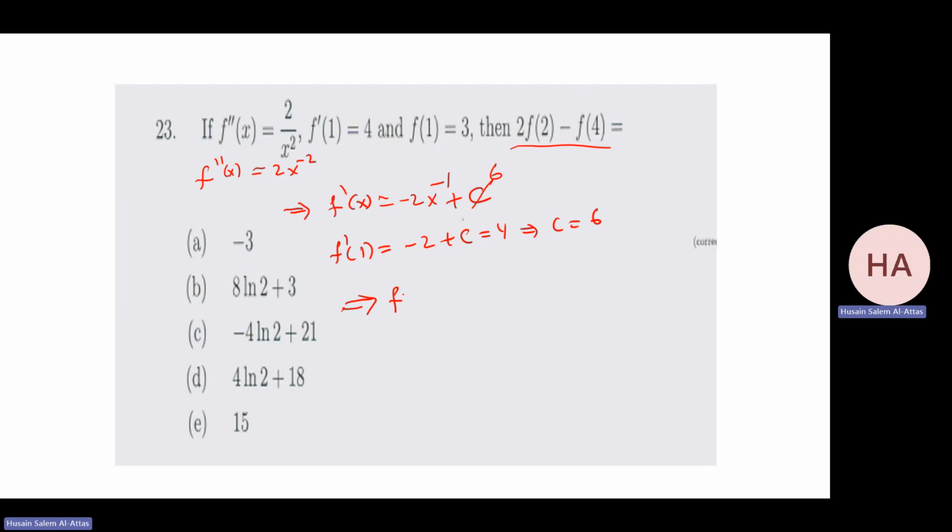So f prime, no, not f now. F at x will be what? Minus 2 ln absolute value of x plus 6x plus c. F at 1 equals 3. So f of 1 equal what? Minus 2 ln 1, that is 0. So it will be 6 plus c is equal to 3. So c equal minus 3. So it will be my function.